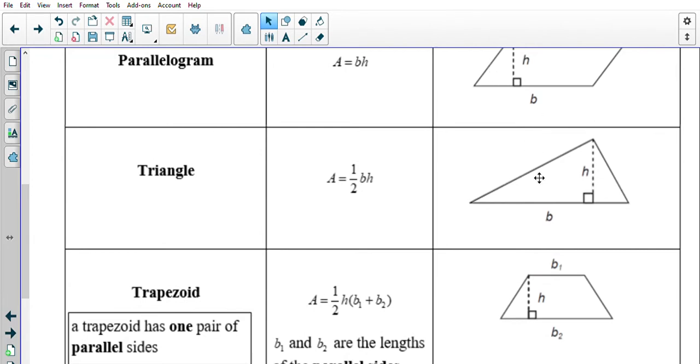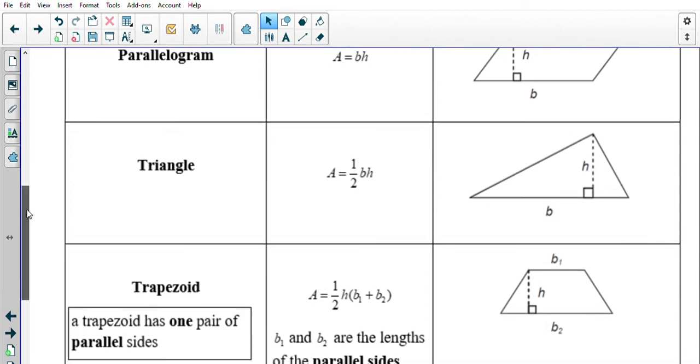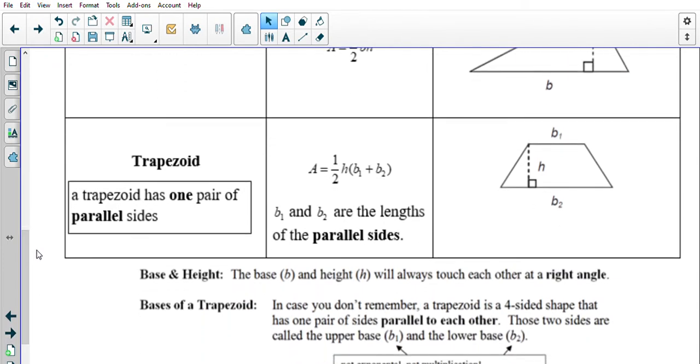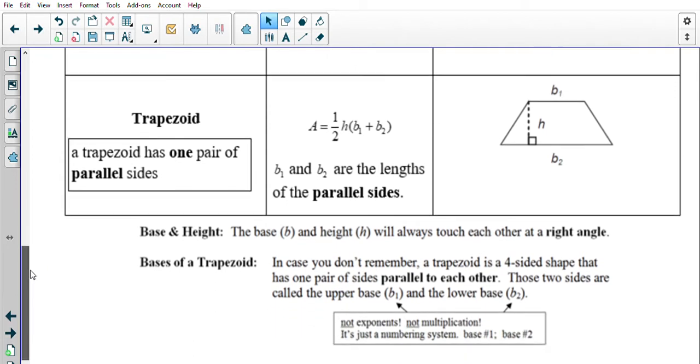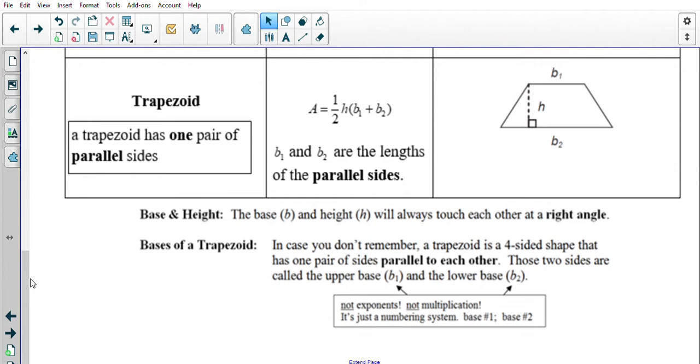Back in elementary school, you might have done base times height divided by 2. That works as well. If you're struggling to find your fraction key, you can always replace the 1/2 with 0.5 as well. The last one is the hardest formula. It's the trapezoid formula. Keep in mind that a trapezoid has one pair of parallel sides. There is a little bit of a summary here at the bottom. It talks about the bases of a trapezoid, and we'll mention that here momentarily. But a trapezoid has one pair of parallel sides. A parallelogram has two pairs of parallel sides.